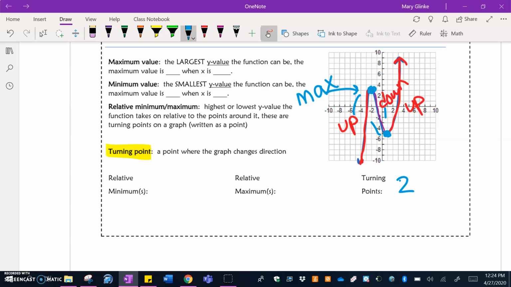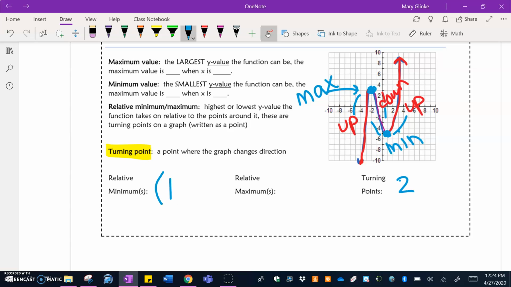Anywhere we go from going down to going back up, that is going to be a minimum because it is a low point compared to the ones around it. It's not necessarily the lowest or highest point on the graph. It's just lower or higher compared to the ones around it. It's kind of like a big fish in a little pond idea. So for this one, the minimum occurs at whatever that coordinate point is.